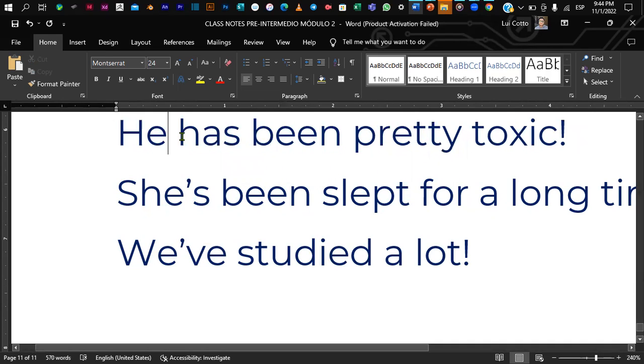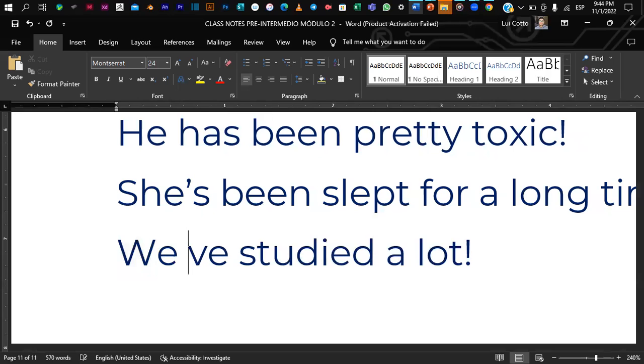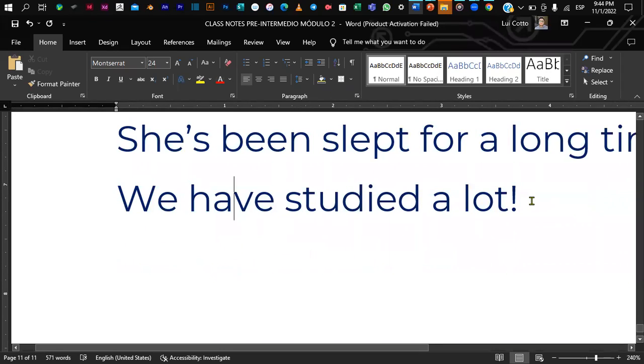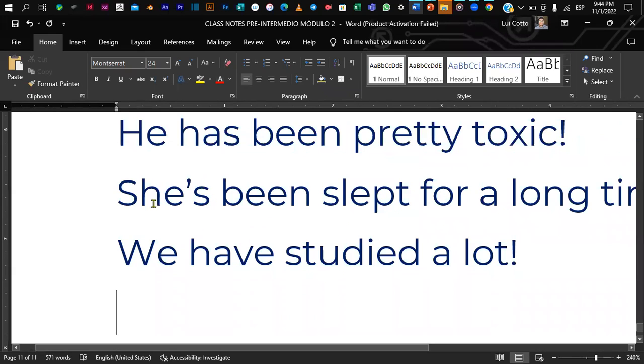She, he, it. The three of them. The third person. Correct. But for we, what is the contraction? We've, or the long form, we have studied a lot. Hemos estudiado mucho. Okay, careful.